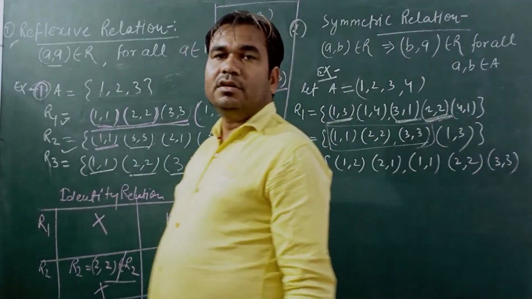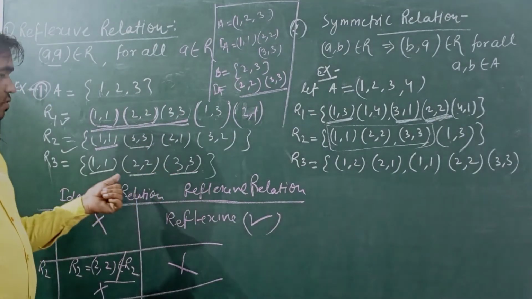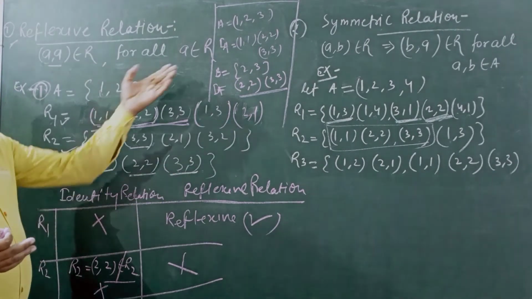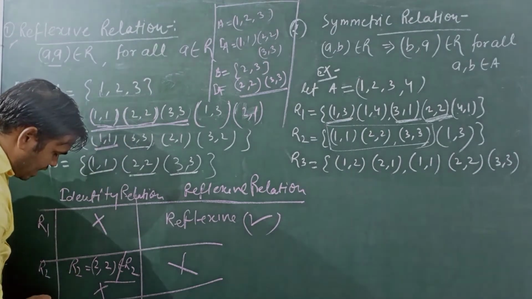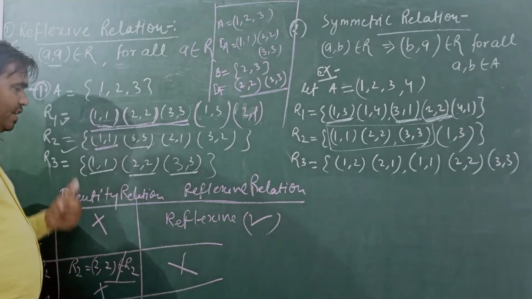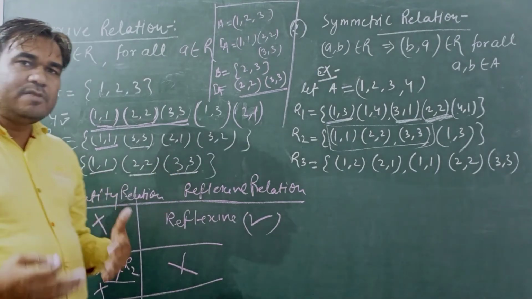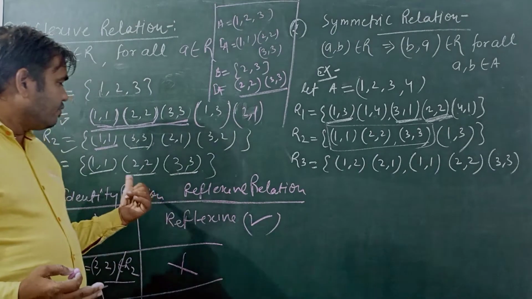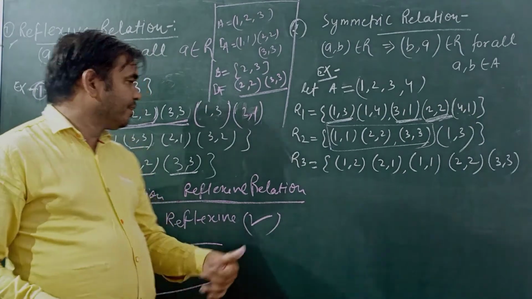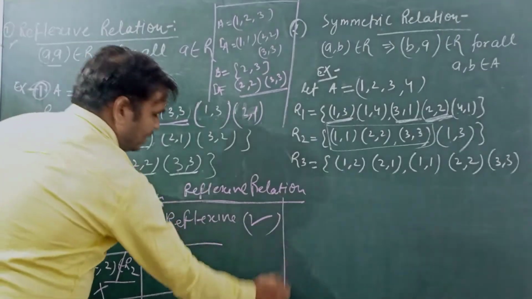So let me see R3. In R3 here you see (1,1), (2,2) and (3,3). You know students, this is identity relation. So R3 is identity because all elements here are (1,1), (2,2), (3,3), no extra. And if the relation is identity, it should automatically be reflexive. So this is the first condition.